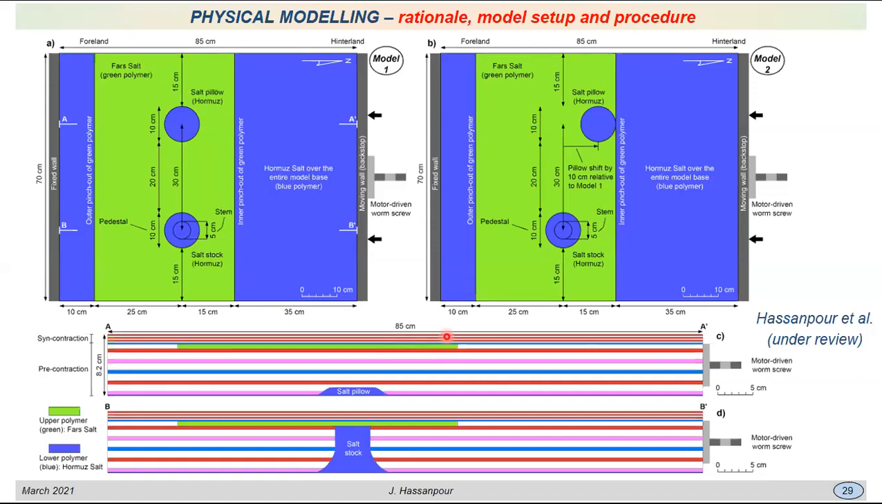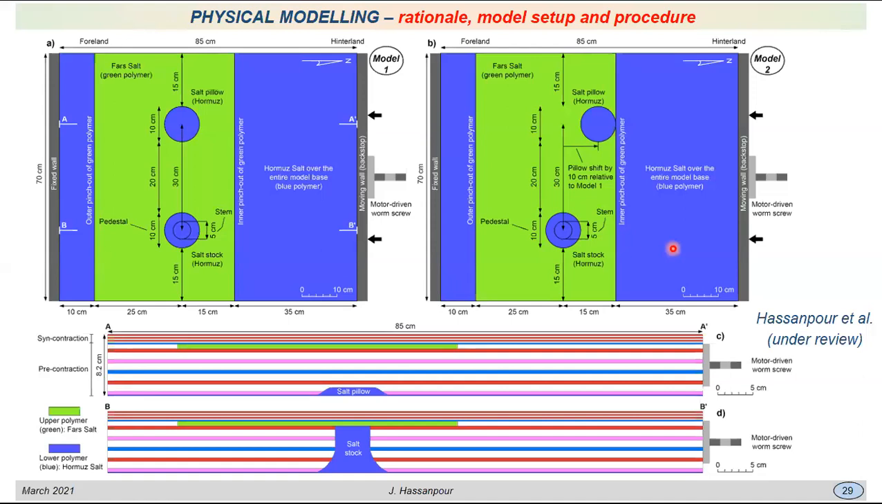So now I'm going to show you two physical models that we have done in the Geomodels Research Institute of the University of Barcelona to investigate some interactions of the Hormuz and Fars Salt horizons and the kinematics of salt flow. So for this, you can see here the setup of those physical models. It's model 1 and this one is model 2. As you can see, it's quite similar.